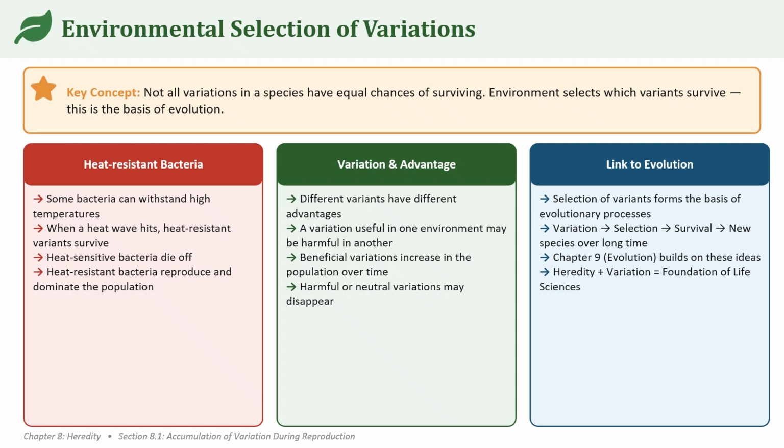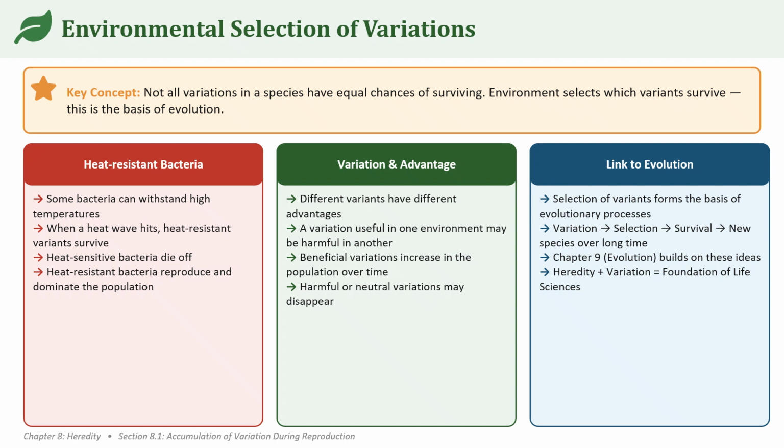So let's link it with evolution. Variation and selection equal evolution. This process gradually changes species over time. We can give one example: some insects become resistant to pesticides. Even when you apply the pesticides, these resistant insects survive and they reproduce.